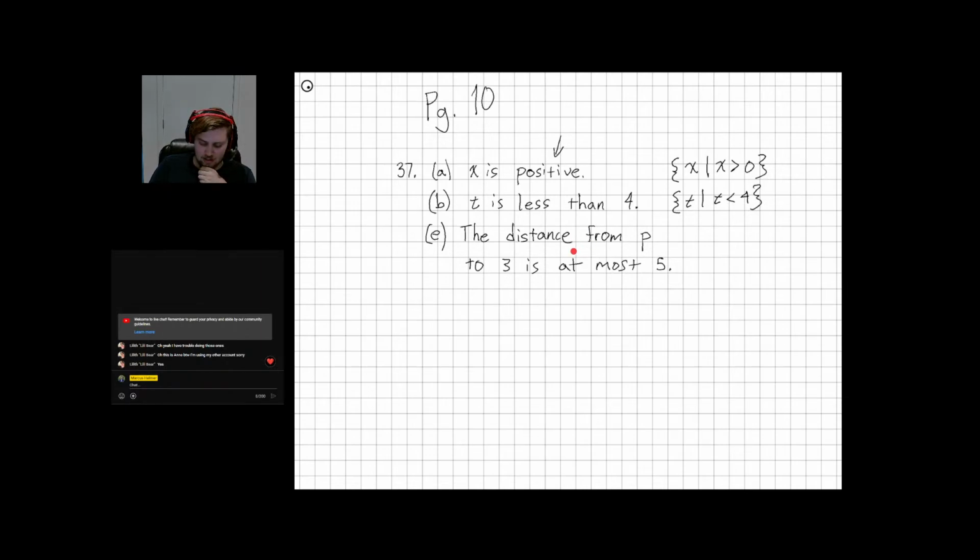I also picked out E. This is an important one. The distance from P to 3 is at most 5. Oh, wait, I don't know if we're trying to do these in set builder notation. I think we may just be looking for this piece for these problems if you're looking at the book. But how do I formulate this into algebra? Well, for the distance between two numbers, we need to think about the absolute value of the subtraction. And if it's at most 5, then it has to be less than or equal to 5. This is how we would write E.